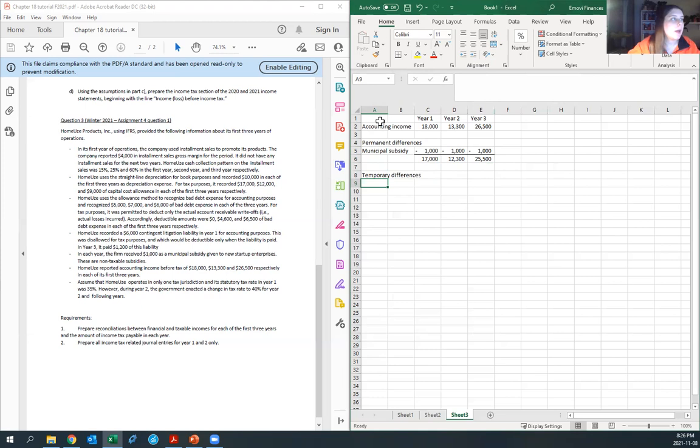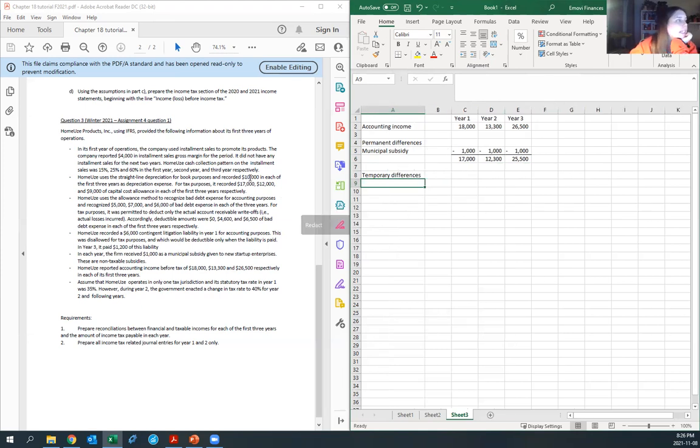The first one they talked about is the installment sales. So the company reported $4,000 in installment sales for the first year. So in their books, in their sales revenue, they have $4,000. But did they receive the full $4,000 in year 1? No, they only received 15% in year 1. But in year 2 and 3, they received the 25% and 60%. So you want to correct this difference here to get to your taxable income.